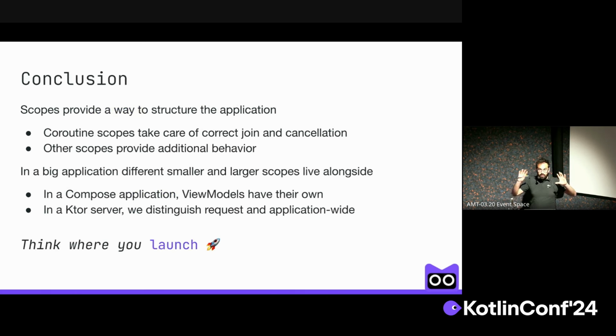Good, so that's it. The conclusion here is that scopes provide a way to structure the application. In this talk, I've mostly talked about CoroutineScope, which takes care of correct joining, cancellation, in general of structured concurrency, but I've shown how other scopes, resource scopes, saga scopes, provide some other additional behavior. And in a big application, and this could well be a Compose application with view models, Ktor server where we have different routes, we have different smaller and larger scopes living at the same time, living alongside. So if you want to remember a catchphrase from this talk, remember, think where you launch.